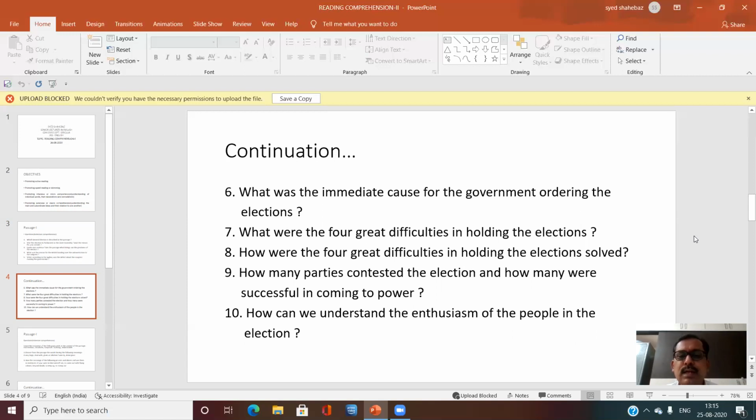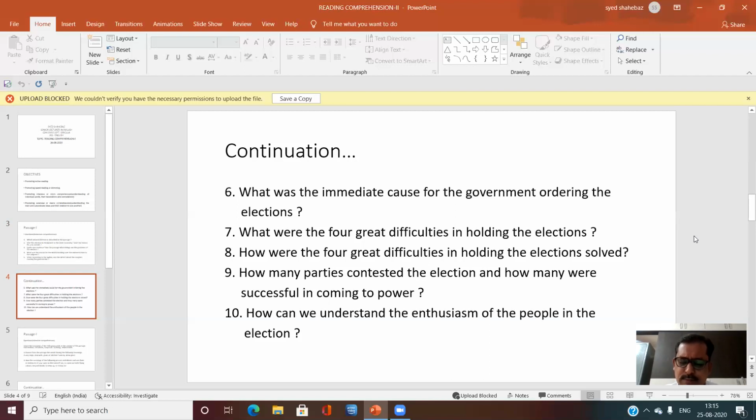What were the four great difficulties in holding the elections? The huge size of the country, preparing the electoral rolls for millions of people, the vast illiteracy of the majority of the people, and corruption in the machinery of electioneering. These were the four great difficulties.